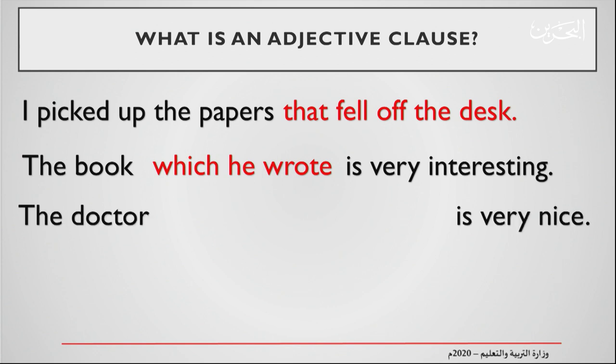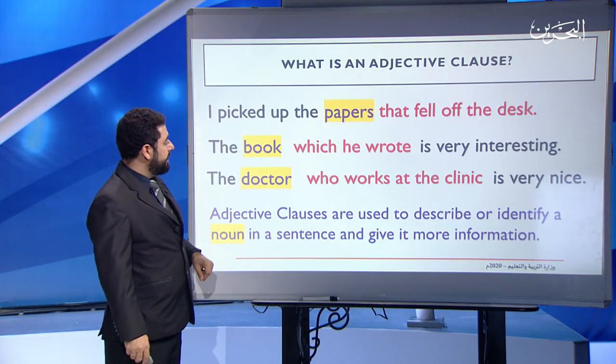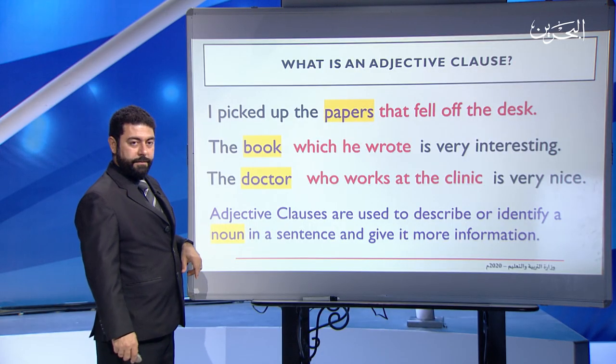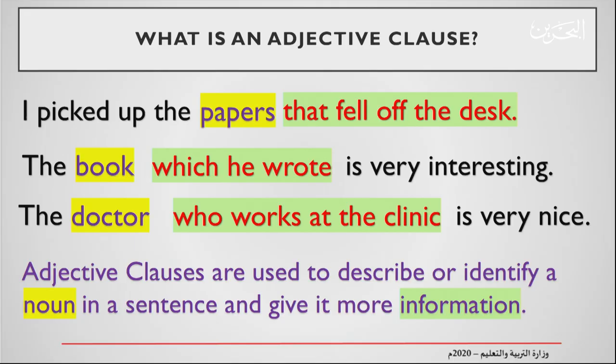A third example. The doctor is very nice, full stop. This is a perfectly fine sentence. Let's add an adjective clause. I say, the doctor who works at the clinic is very nice. So, adjective clauses are used to describe or identify a noun, such as papers, book, doctor, in a sentence and give it more information: that fell off the desk, or which he wrote, or who works at the clinic.